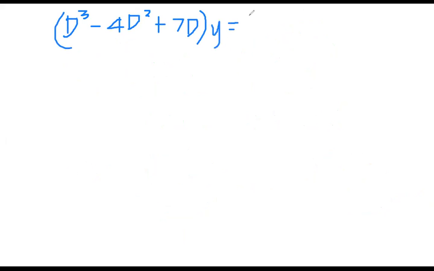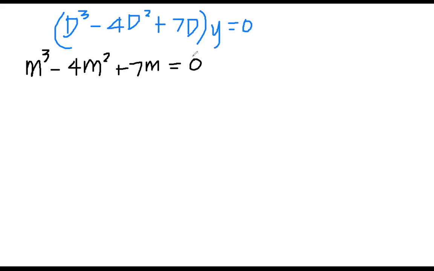Again, the problem for example number 2 is D cubed minus 4D squared plus 7D times y equal to 0. The first step is to write the auxiliary equation. While I'm doing this, you should also do it on your scratch paper with a pen. So m cubed minus 4m squared plus 7m equal to 0.